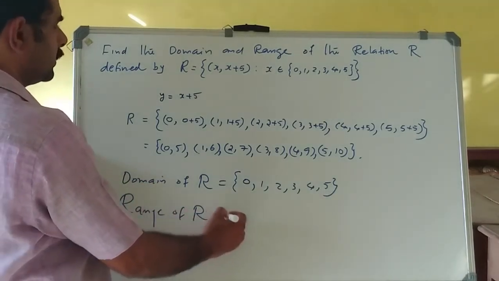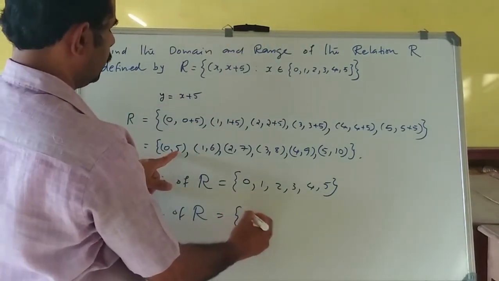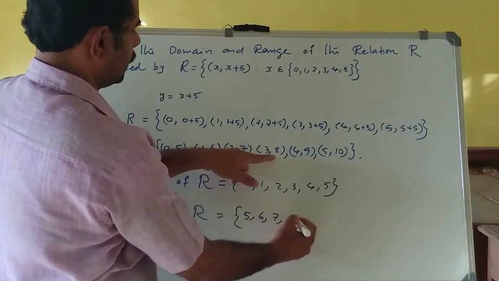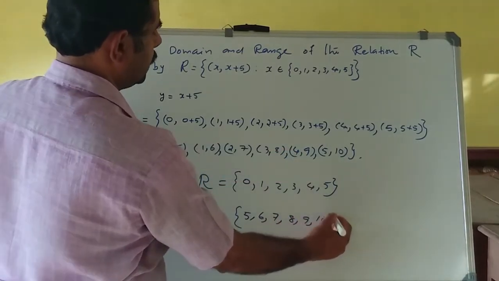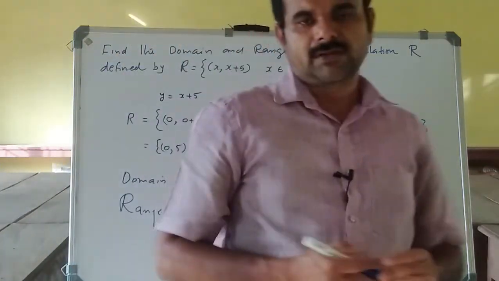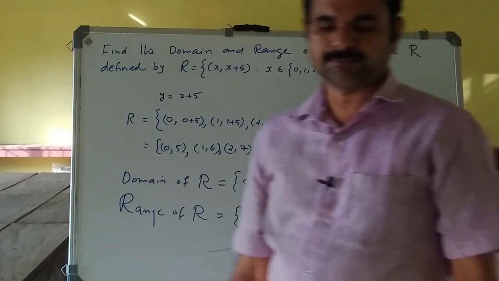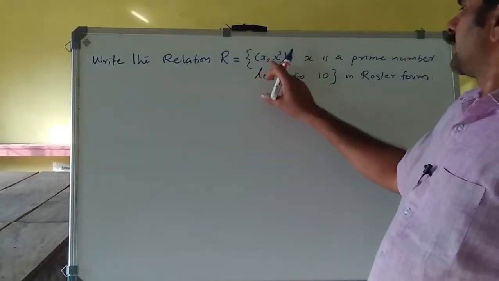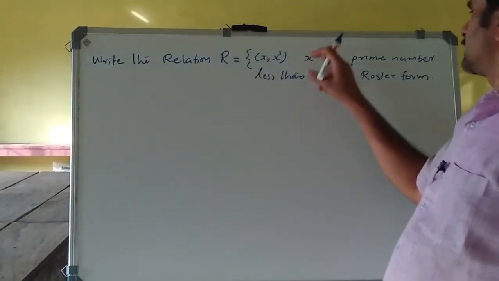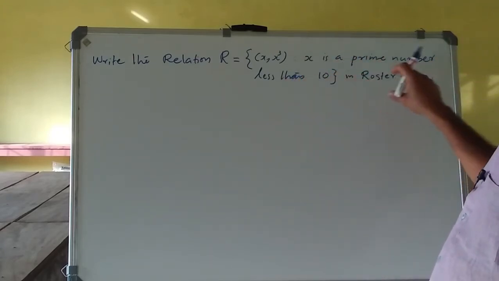Range of capital R: the second elements 5, 6, 7, 8, 9, 10. So these are the domain and range of the given relation. Okay. The relation capital R is equal to the set of x comma x cube such that x is a prime number less than 10, in roster form.